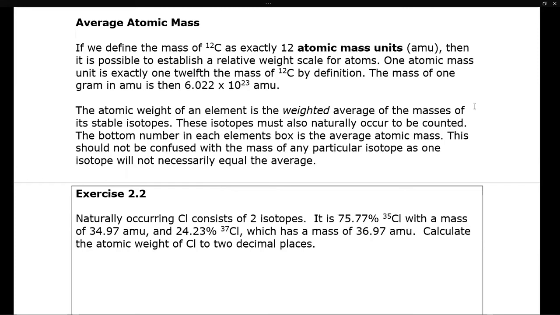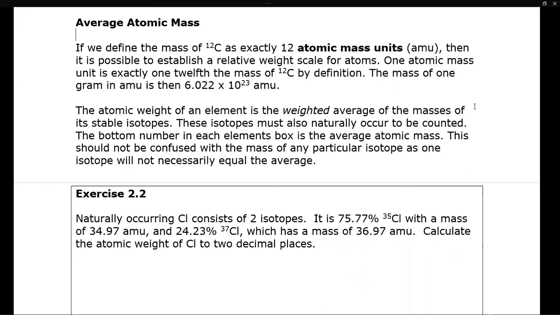There are some radioactive elements that don't have a stable isotope that have a number in parentheses. That number in parentheses is the mass of the most stable isotope, and so it doesn't represent an average in those cases. But let's take an example of chlorine.